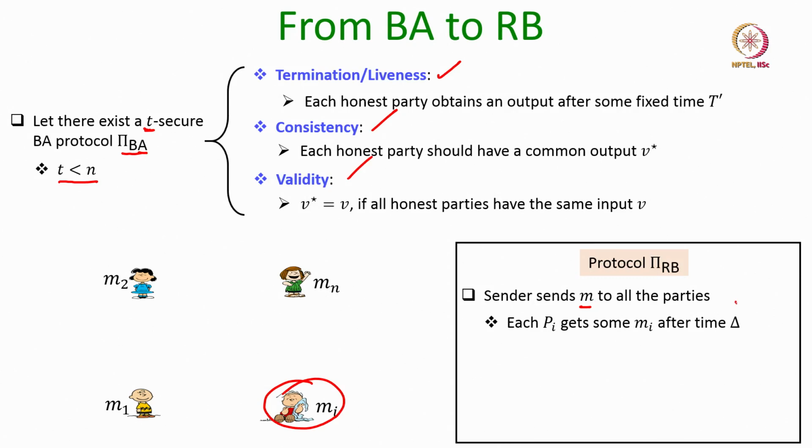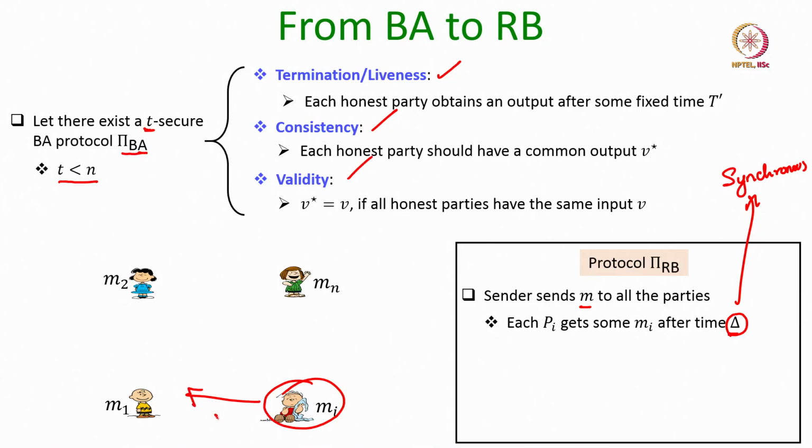Since the system is synchronous, it will be guaranteed that after time delta, which will be publicly known, that is the channel delay, every party will get some message from the sender. Of course, if the sender gets crashed, so remember the sender could be potentially corrupt, and it could be corrupted in a Byzantine fashion, and Byzantine corruption subsumes crash failures.